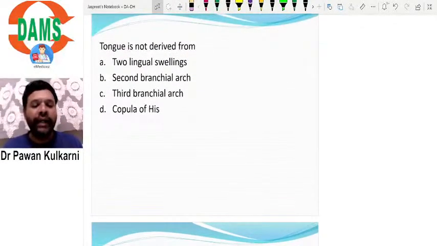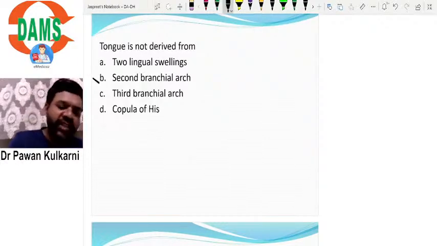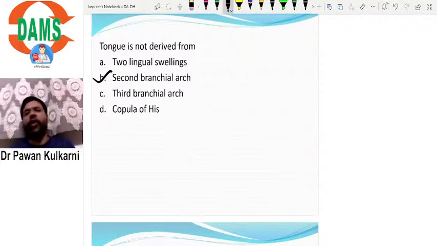Tongue is not derived from which arch? We know the tongue is derived from different arches: first pharyngeal arch, third and fourth pharyngeal arches. Remember, the second pharyngeal or branchial arch does not contribute to tongue formation. We know that two lingual swellings are there, one tuberculum impar, and we have one copula. Based on this, the anterior 2/3 and posterior 1/3 of the tongue are formed.